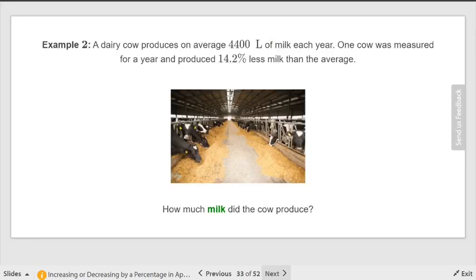Okay. A dairy cow produces an average of 4,400 liters of milk each year. One cow was measured for a year and produced 14.2% less milk than the average. How much milk did the cow produce? She's producing more milk or less milk? Go. Okay. Each one usually produces 4,400. She's producing less. So is that an increase or decrease? And how much? The original amount is always what? Did I write 1,000% anywhere in here? No way.